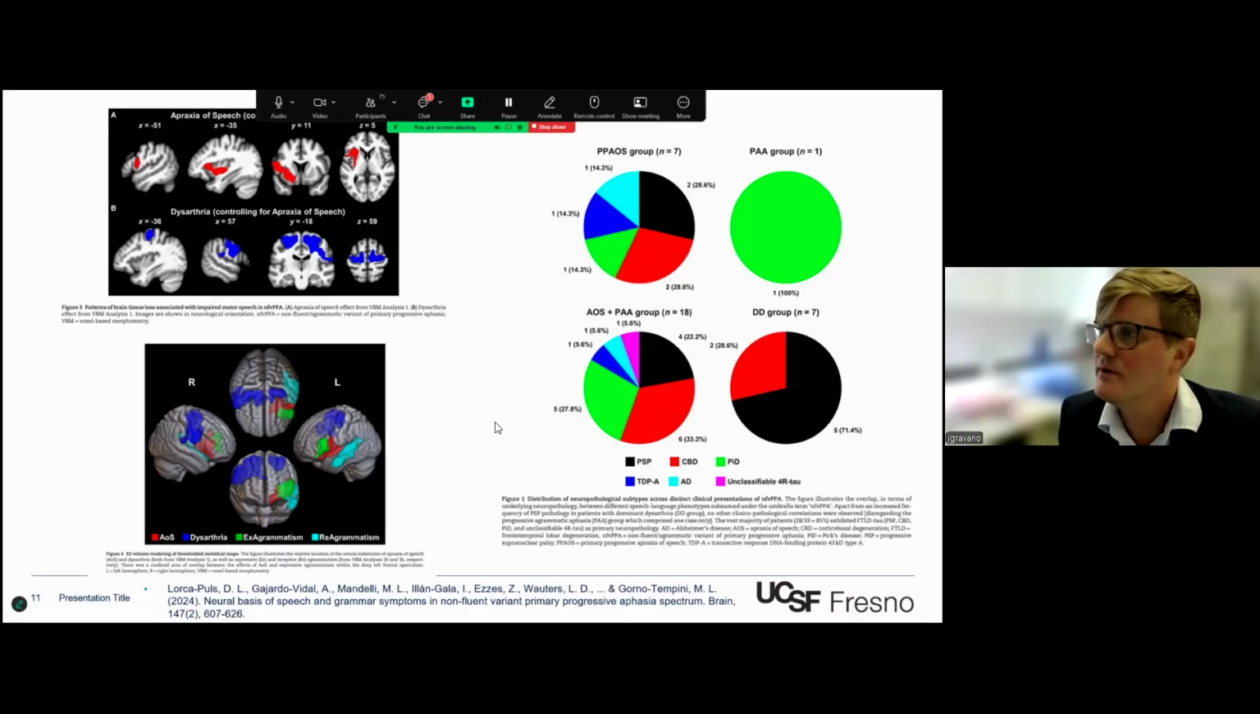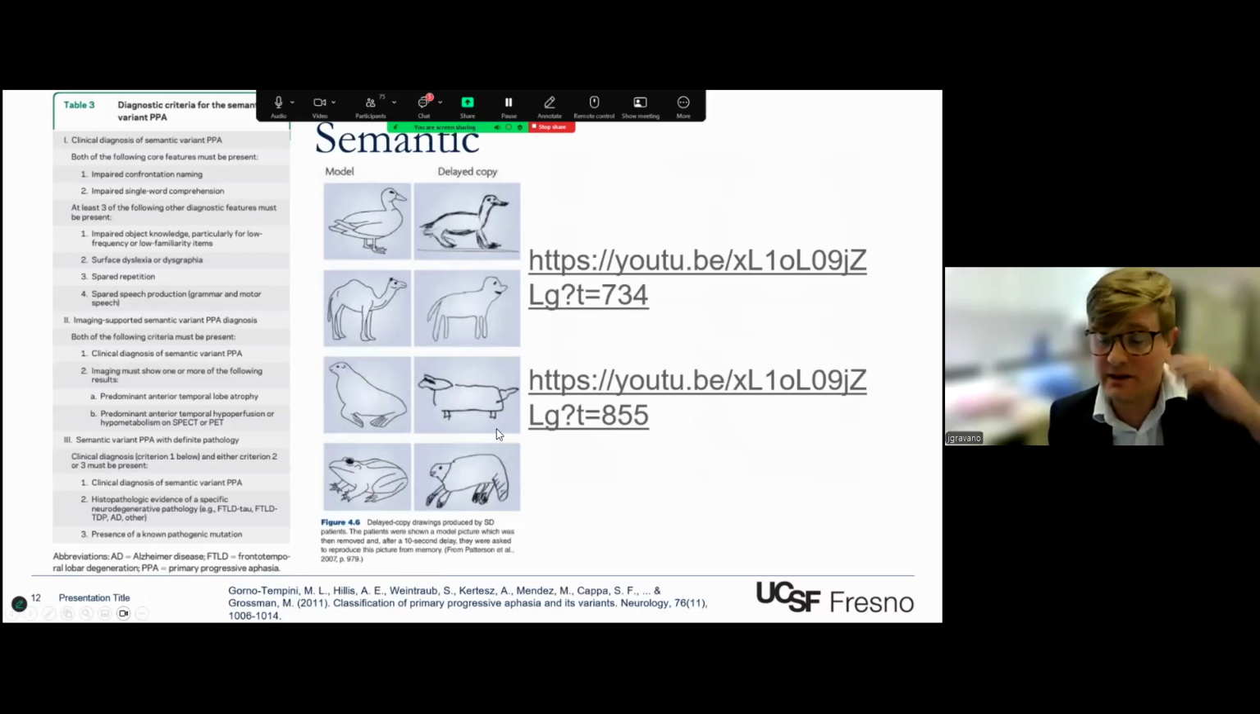So there's a lot of heterogeneity, and that is also within the motor speech components. All right, next in the Gorno-Tempini diagnostic article is semantic dementia or semantic variant primary progressive aphasia.